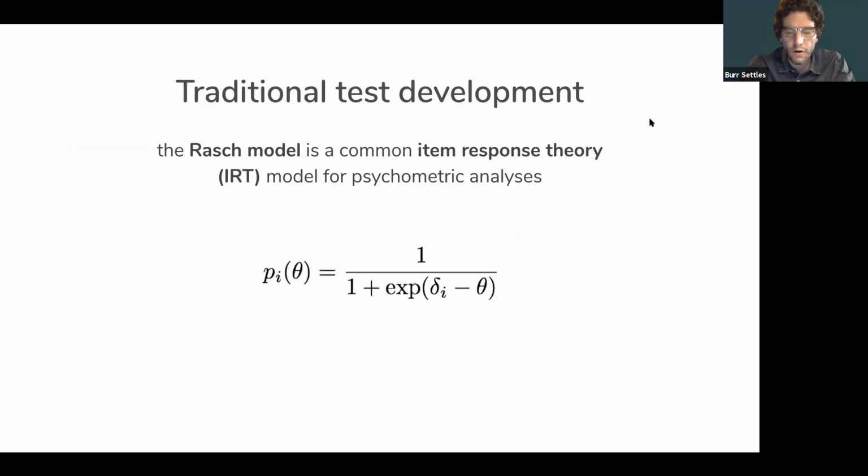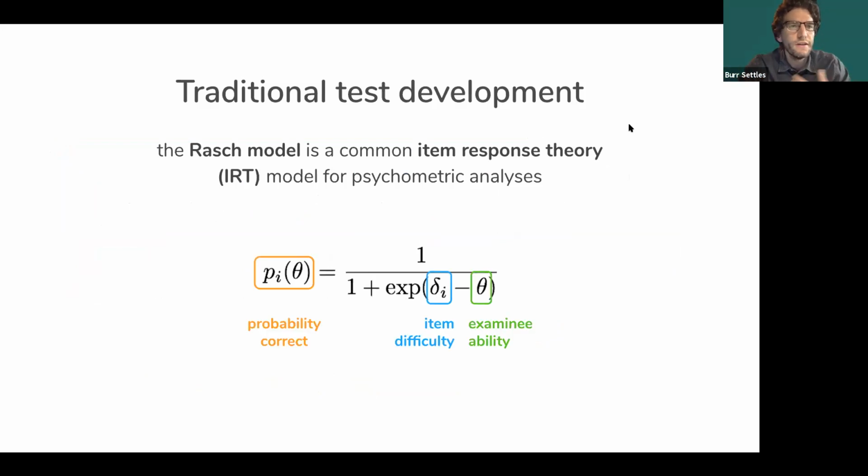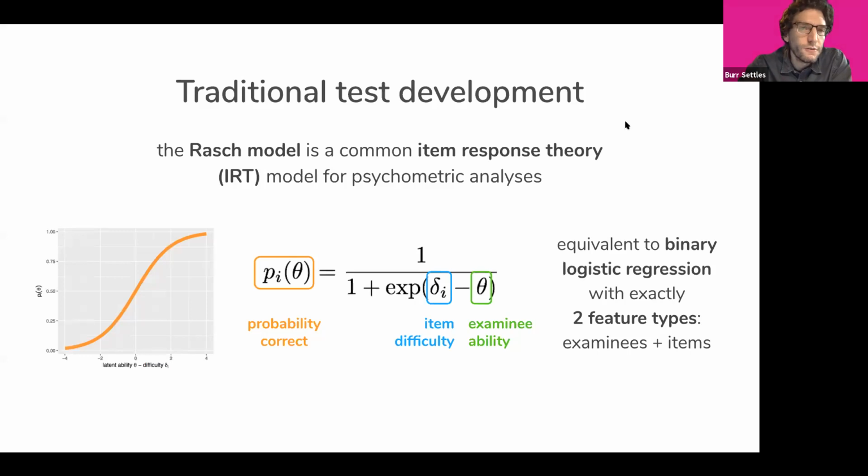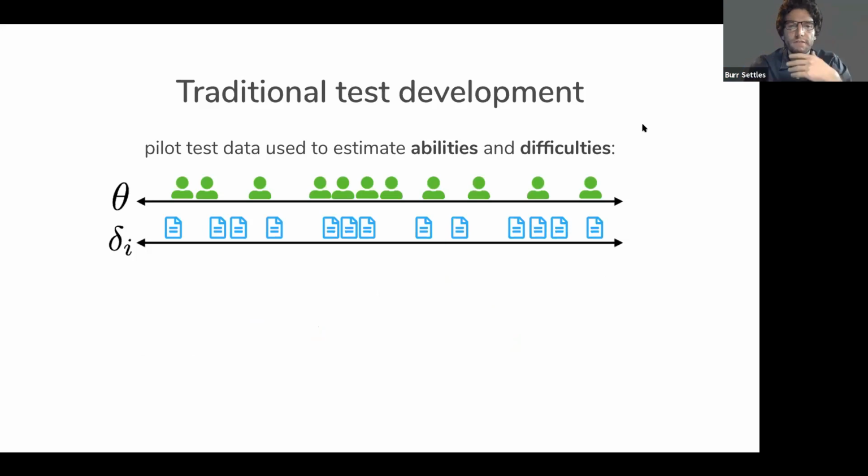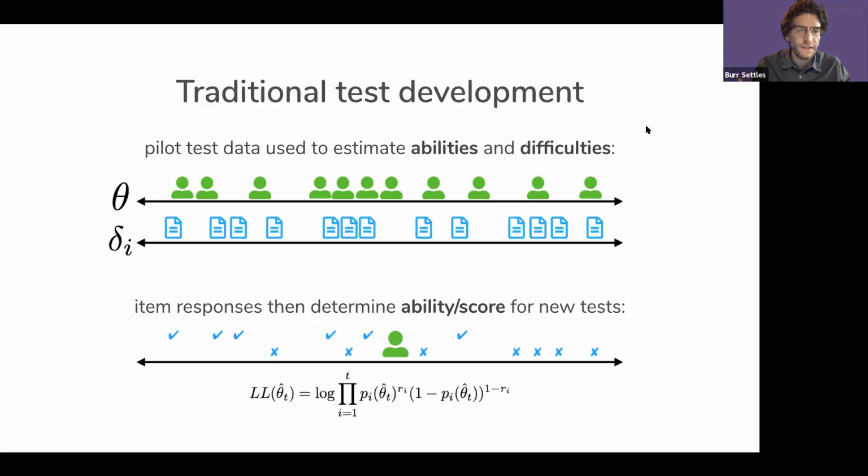Hopefully a lot of people on the call today are familiar with the Rasch model, which is a basic item response theory model where we model the probability of a particular examinee getting an item correct as a function of these two parameters, delta and theta: item difficulty and examinee ability. From a machine learning perspective, this is identical to a binary logistic regression with exactly two feature types, examinees and items. In a more traditional test environment, after you get these item fits and user fits, you can throw the thetas away and then administer a new test with those items, and the pattern of what a new examinee gets right and wrong then determines their test score estimate.